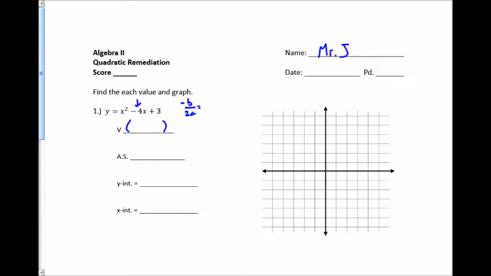It's a -4, so the opposite of that is a +4, over 2 times a, which is right here, is a 1. And now I just simplify this, 4 over 2, which is a 2. So that's my x value for my vertex.